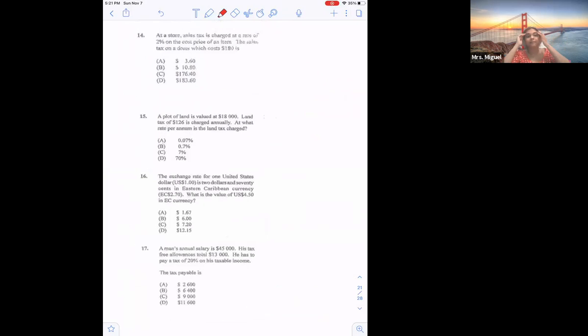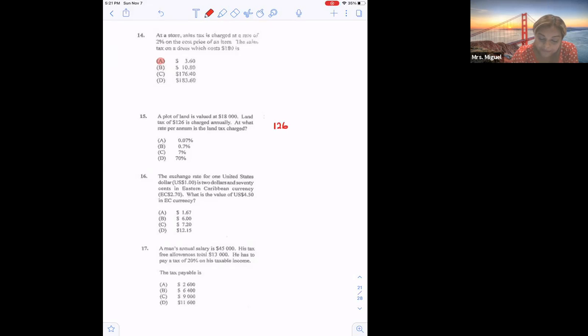Number 14, we did this. The answer is $3.60. Number 15, a plot of land valued at $18,000. Land tax is charged at $126. At what rate is the land tax charged? So you see how the question can come in a different format. So we want to know what rate per annum.